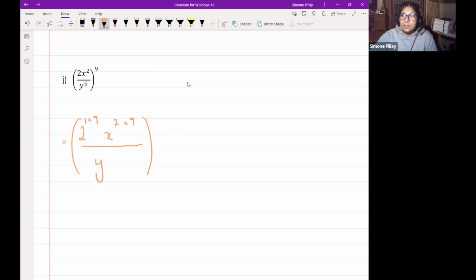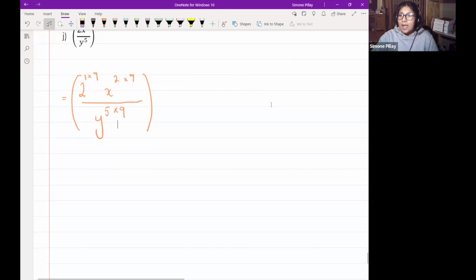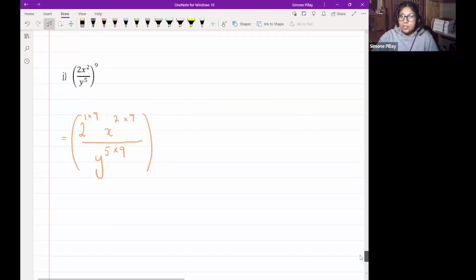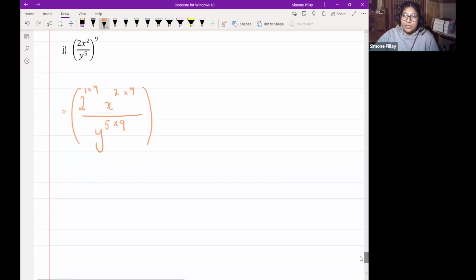My denominator is going to be y. My exponent is 5, and I want to bring in that power on the outside, which is 9. And so I hope that this makes sense to everyone. And let us just finish it off before we go. That is going to leave me with 2 to the power of 9 on the top and x to the power of 18. And as a closing off, can you guys tell me what is 5 times 9?